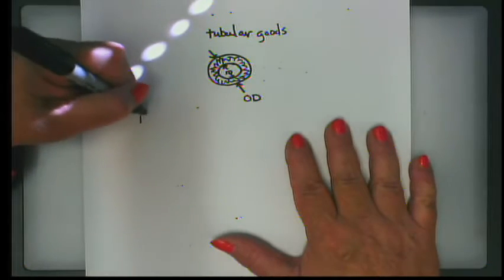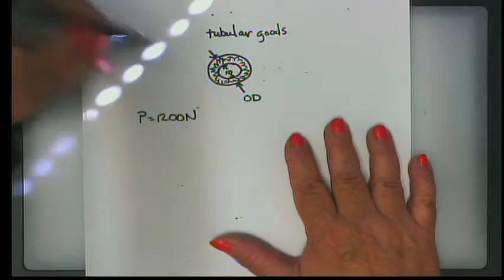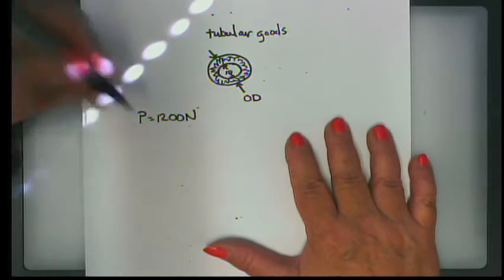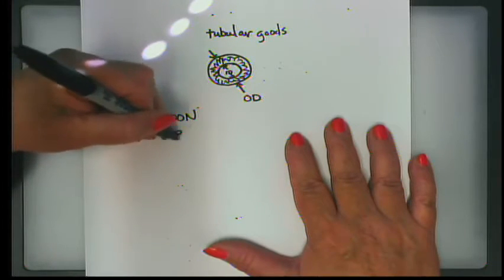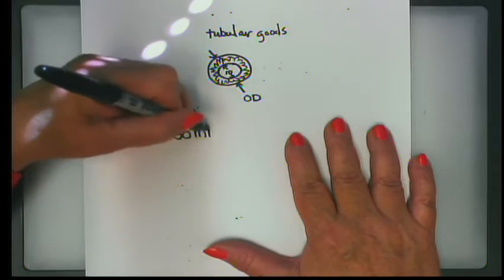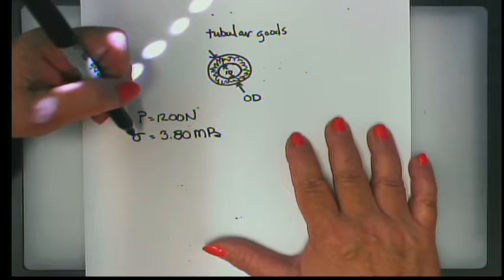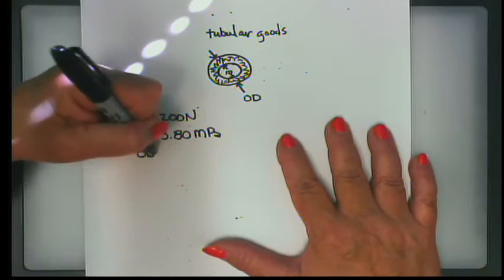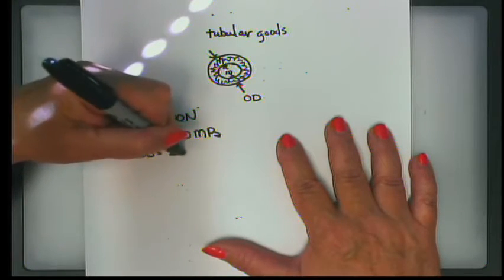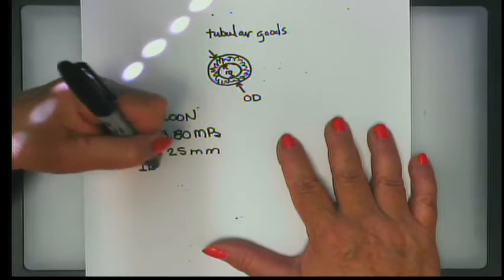All right, so here's some of the things that we're told. We're told that P is 1,200 newtons, and we are told that sigma is 3.80 MPa, and we are further told that the outer diameter is equal to 25 millimeters, and we wish to determine the inner diameter.